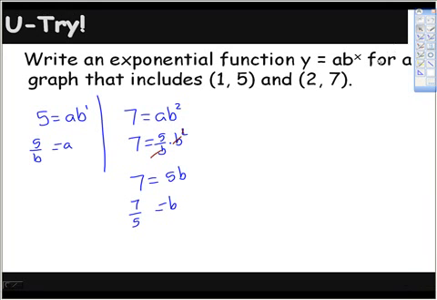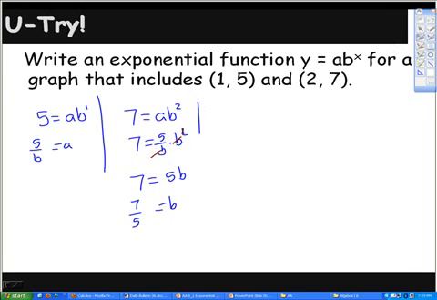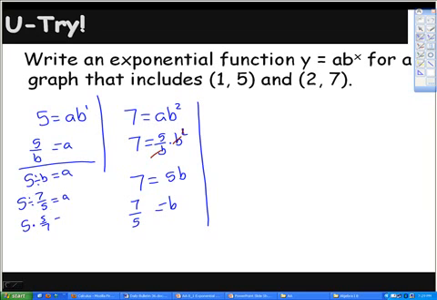Okay, so I've got b. Now I need to go get a. And if I go back over here, I know that b is 7/5, so I've got to take, this is the same as saying 5 divided by b is equal to a. So 5 divided by 7/5 should equal a, or 5 times 5/7 equals a.